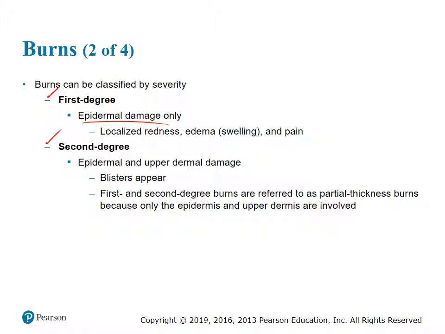Second degree is the epidermis and upper dermis, the papillary region, right? That kind of area. Second degree, almost always you'll see accompanying blisters. Blisters will form. Okay, those areas where things have been damaged so much, there's fluid there, it pushes up, you see a blister.